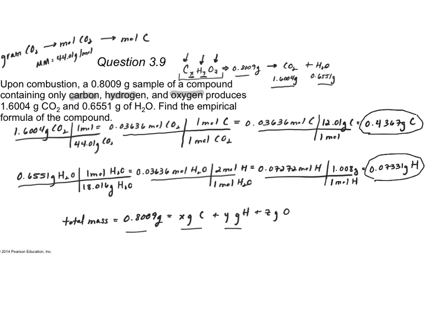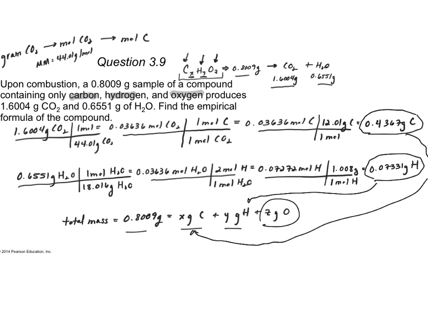So now I can go ahead and plug those in here. I've got this guy, I've got this guy. I can plug them in to my little equation here and solve for grams that are attributable to oxygen. So this ends up being 0.8009 grams is equal to 0.4367 grams plus 0.07331 grams plus this unknown grams of oxygen. When I solve for this unknown amount of oxygen, oxygen is contributing 0.2909 grams to this overall compound. Okay, so to figure out how much oxygen is there, I have to add up the 2 masses that are coming from carbon and hydrogen and subtract it from the total mass of the compound that was given.